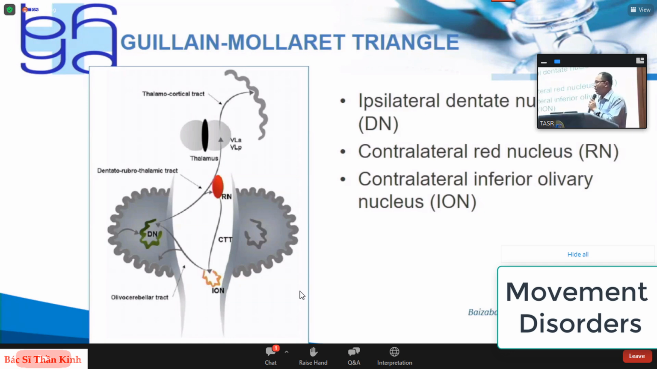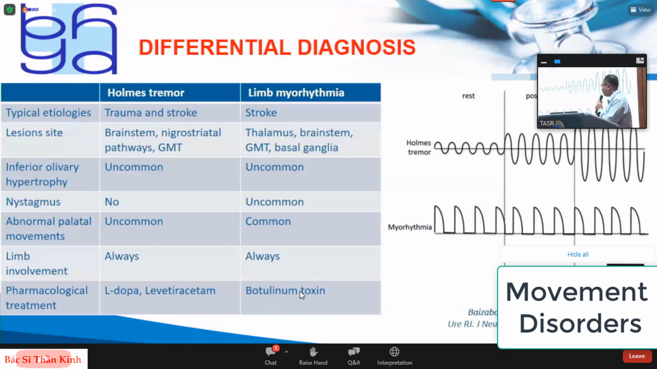Okay, and one more question: can you tell me some phenomenology that is similar to Holmes tremor, characterized by rest tremor, action tremor, and postural tremor, that you need to differentiate in the clinical examination? Can you tell me? One more specific, maybe having some overlap with Holmes tremor in examination. Okay, I will show the answer.